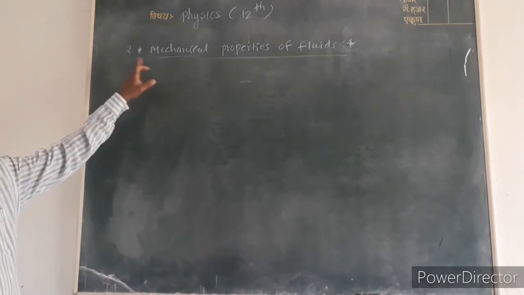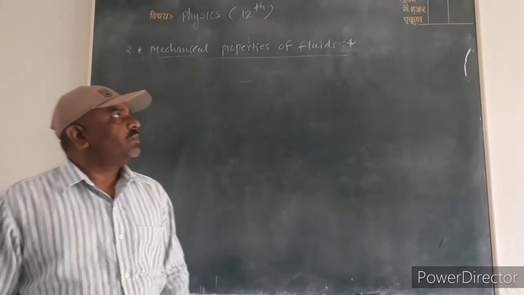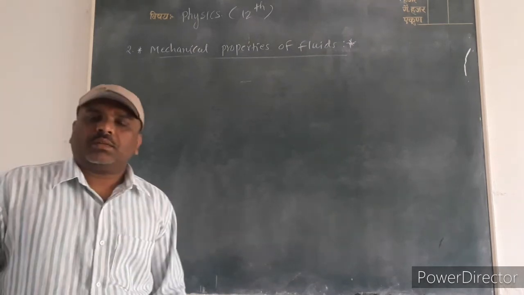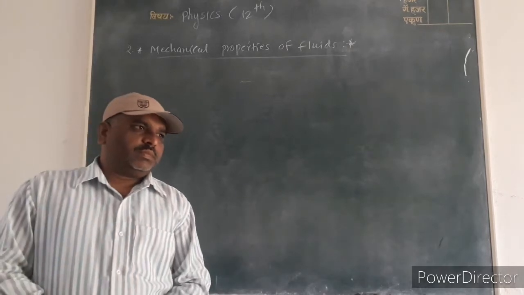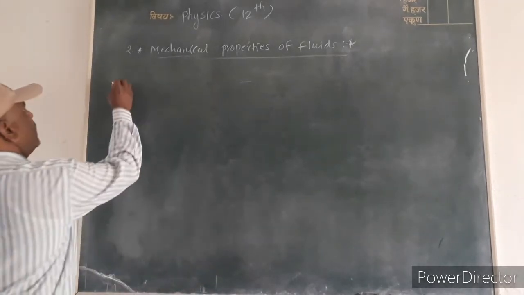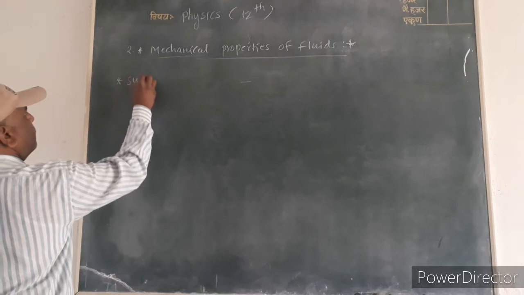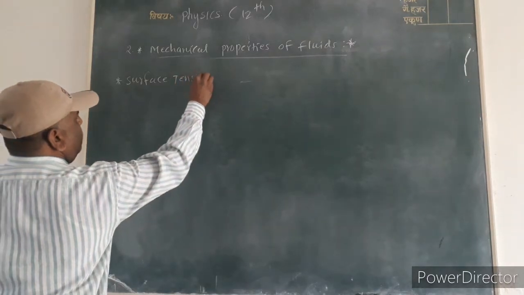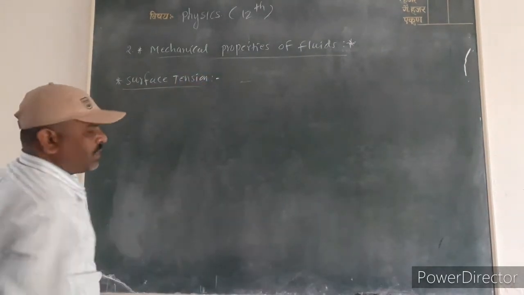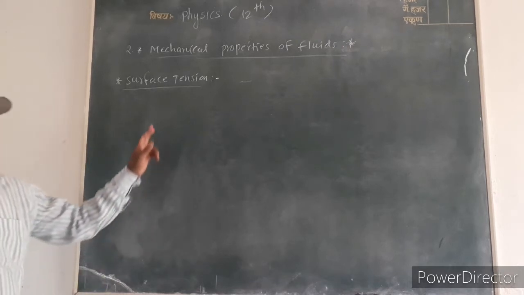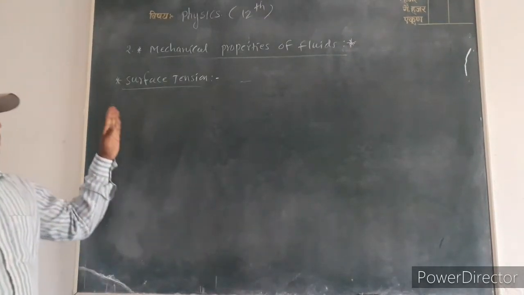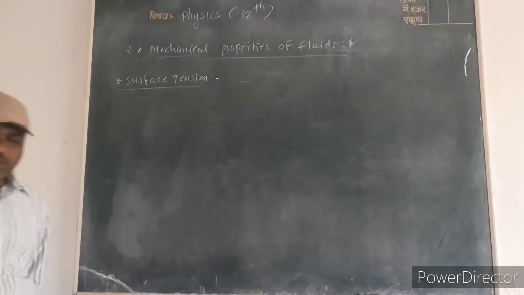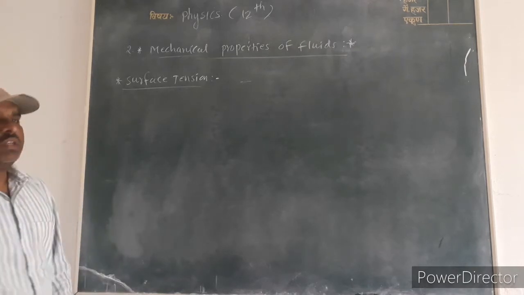Chapter number 2, Mechanical Properties of Fluid. Today we discuss another property of fluid, that is surface tension. This is one of the properties of fluid. In case the fluid is a liquid, that property is called surface tension.